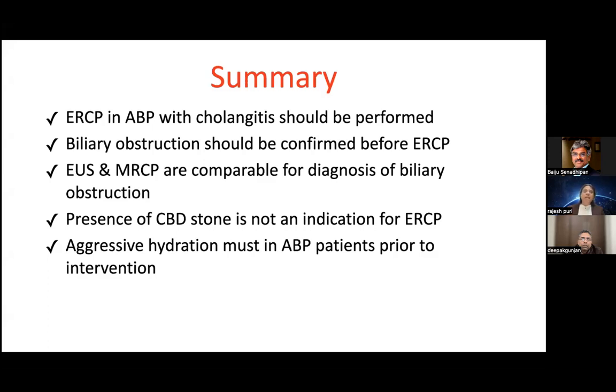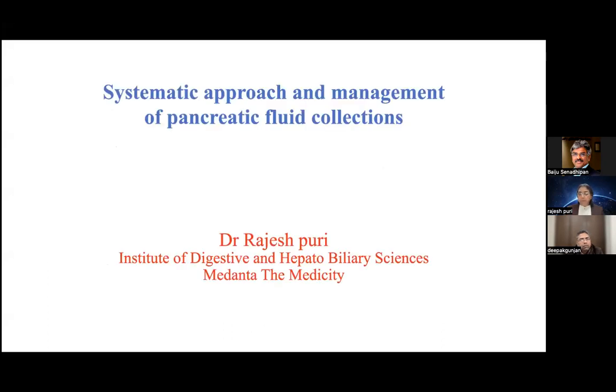Even on the ERCP table, your hydration should continue, because many times from ward to endoscopy room you lose around 3 to 4 hours and the patient requires hydration at that time. So pain management and hydration is important even while doing the emergency ERCP.